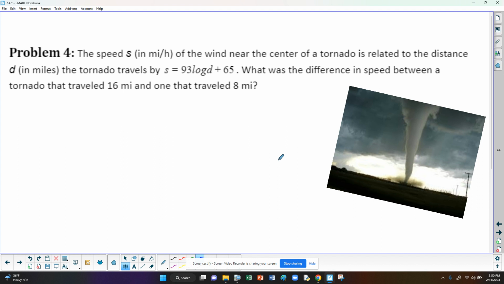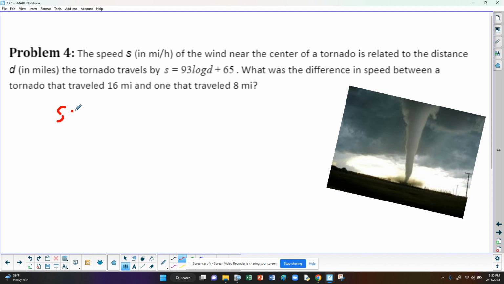Lastly, we have a log formula that's used in calculating wind speed for tornadoes. A tornado's wind speed can be calculated depending on how long it is touching the ground. As it travels on the ground, its wind speed will pick up faster and faster. So here our formula is that the speed equals 93 log d, distance, plus 65. We want to find out what's the difference in wind speed between a tornado that traveled 16 miles and one that traveled 8 miles. So we will calculate each of these individually.